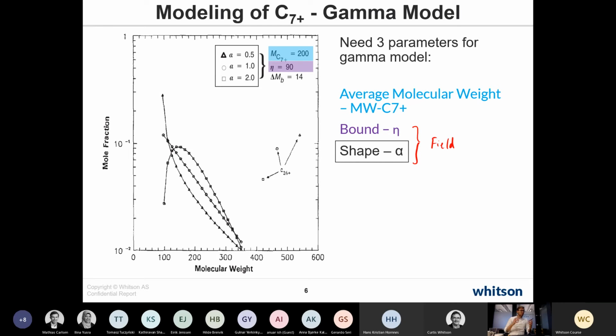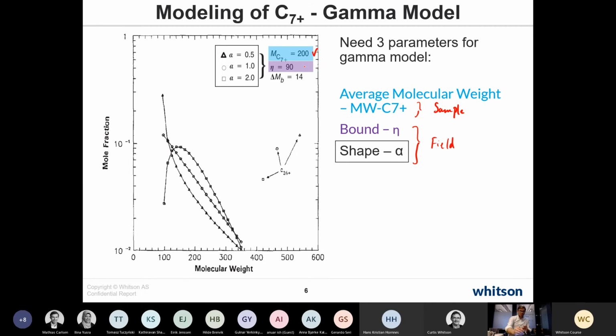So they are, call it constant, these parameters for a particular field, while the C7 plus is sample dependent. If you're talking about a gas condensate fluid, that will have a much lower molecular weight of the C7 plus and a higher API, versus a black oil, maybe even from the same field, that would have a much higher molecular weight of C7 plus and lower API. So this is sample specific. But when you hear about the gamma model, just think that these 3 parameters are required here.